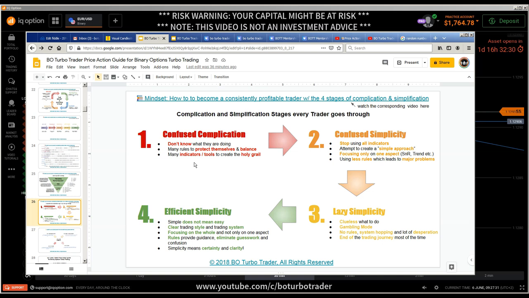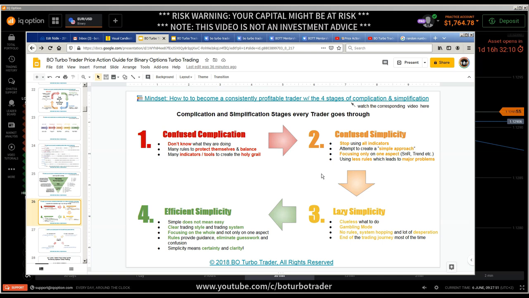I thought the more indicators I use, the more verification and confirmation I have, the better it is. That is a confused complication. Everybody has gone through this, everybody knows about this. Then the second stage is coming. After this, you go into the confused simplicity.